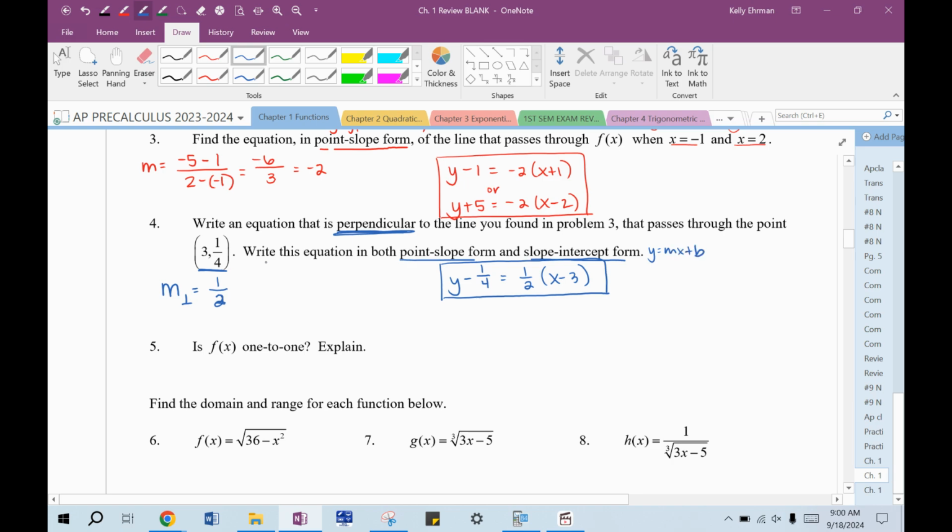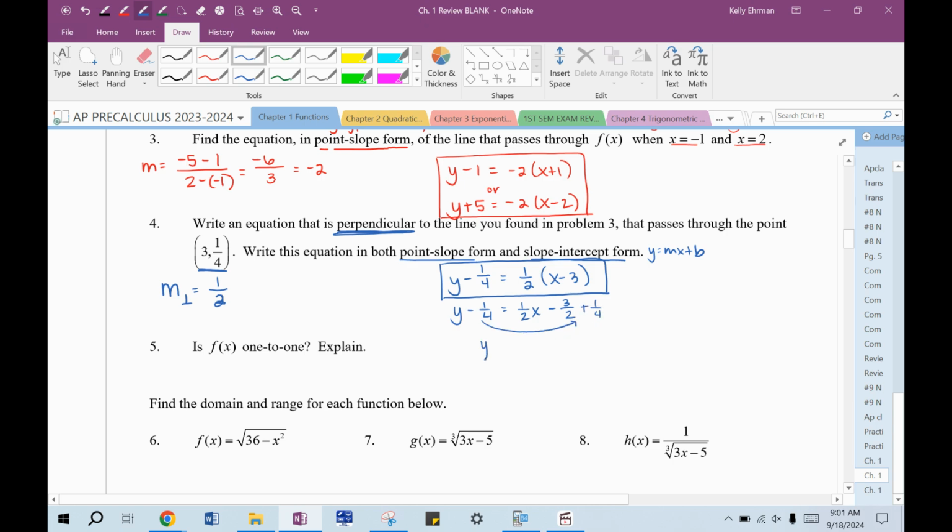To get slope intercept form, which is y equals mx plus b, you can't just see what b is in the problem. You have to solve for it. So all you're going to do is take your point slope form and start getting y by itself. So distribute the 1/2. So it would be y minus 1/4 equals 1/2 x. 1/2 times -3 is minus 3 over 2.